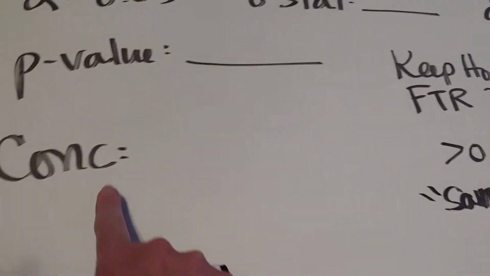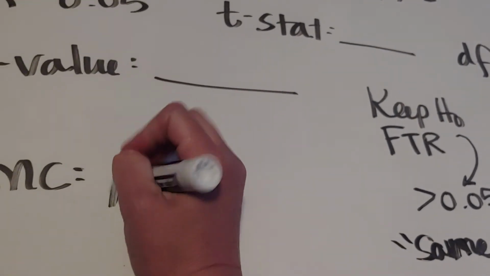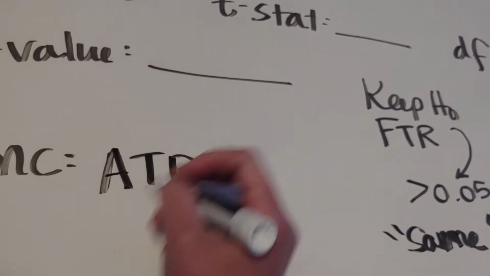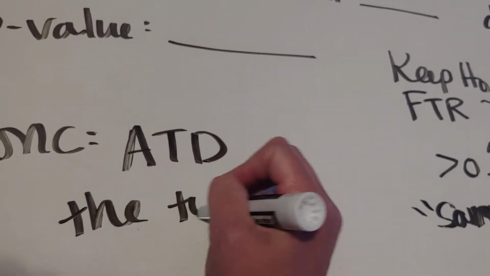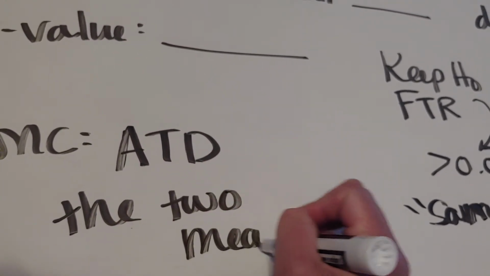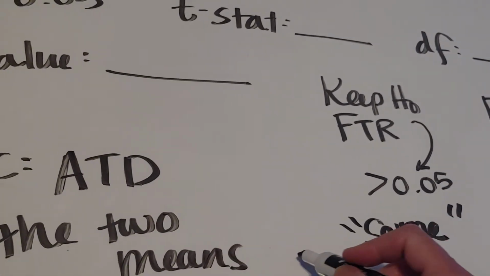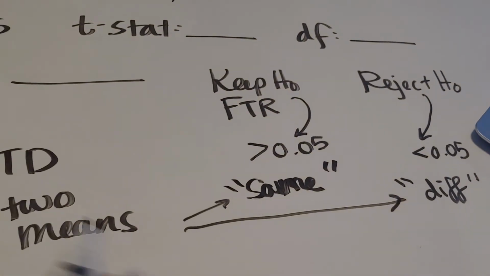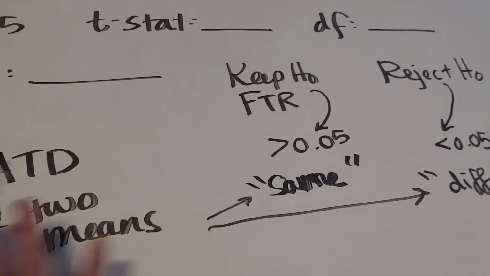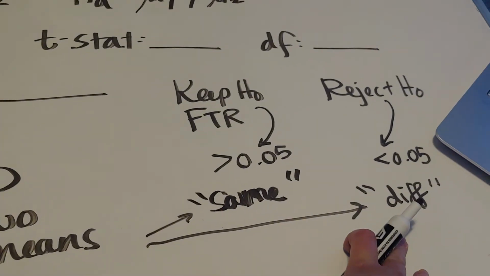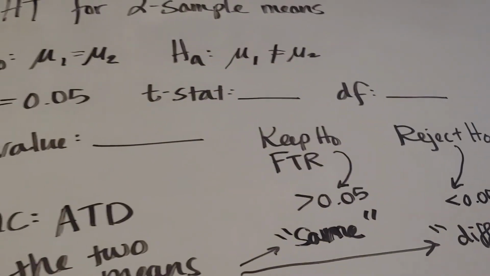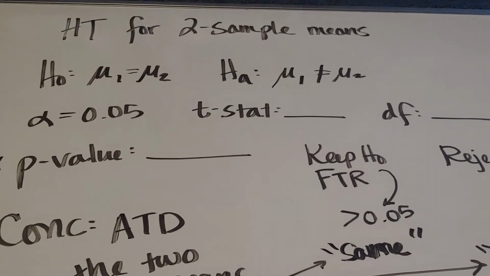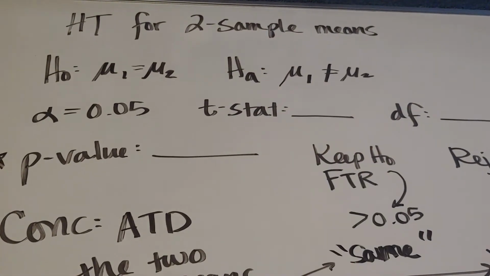And so that's what I would want to write in my conclusion, that according to our data, the two means are either the same or different. So that's what we want to decide: are the two means the same or are the two means in fact different? Okay, so in my next video we're going to use StatCrunch in order to get all of this information and then make our conclusion.